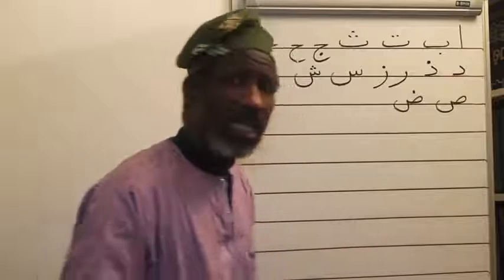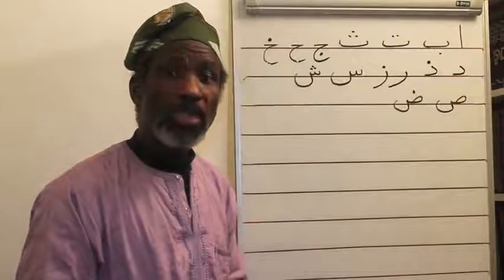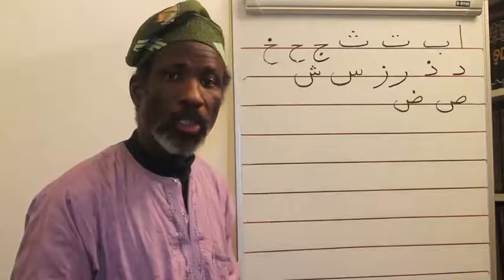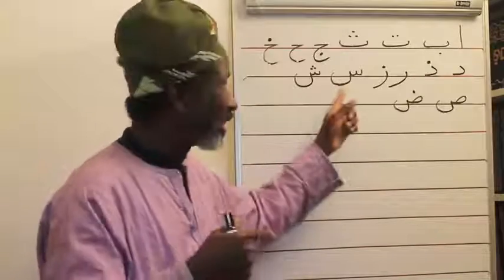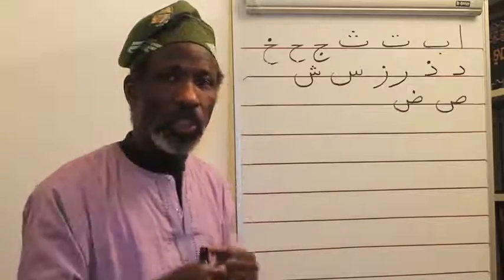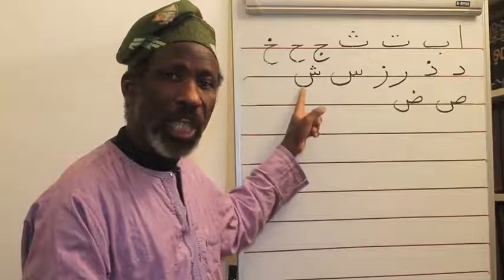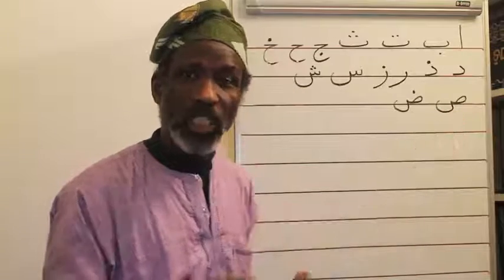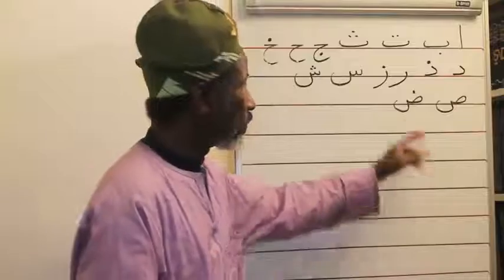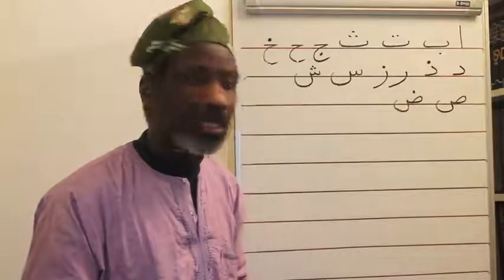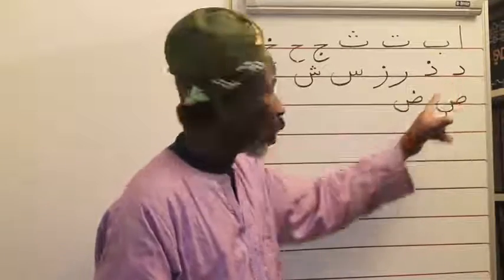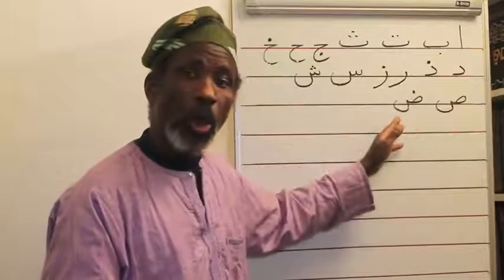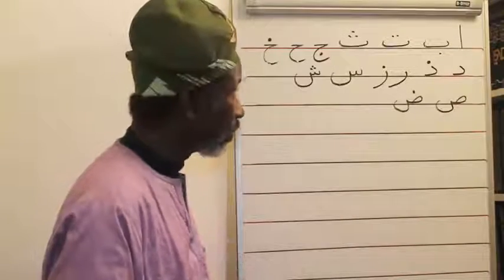What's the name of this? This one is Sad, as in whistling, sword. Sword. Look. Seen. Sheen. Sword. Like a seesaw. Sword. Dad. You see, Dal. Dad. Yeah? Sword. Dad. Well done.